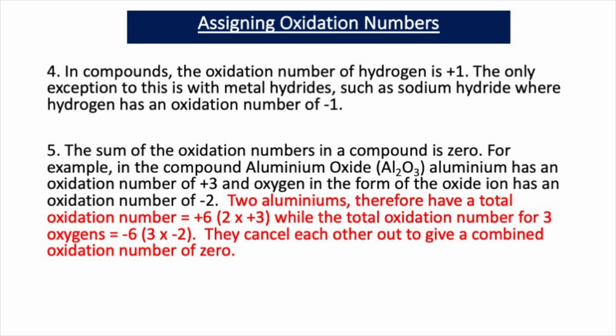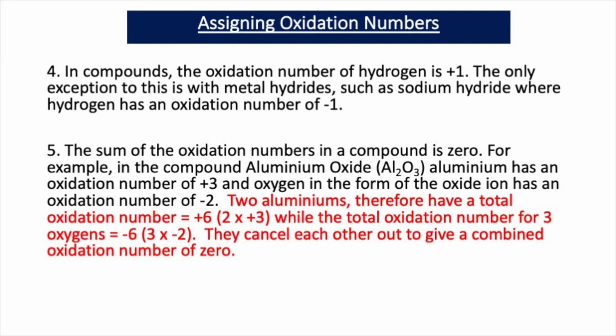Another rule you should be familiar with is that the oxidation number of hydrogen is +1 in a compound. Now the only exception to this is with metal hydrides such as sodium hydride, where hydrogen has an oxidation number of -1. Now the next rule you should be familiar with is that the sum of the oxidation numbers in a compound is equal to 0.